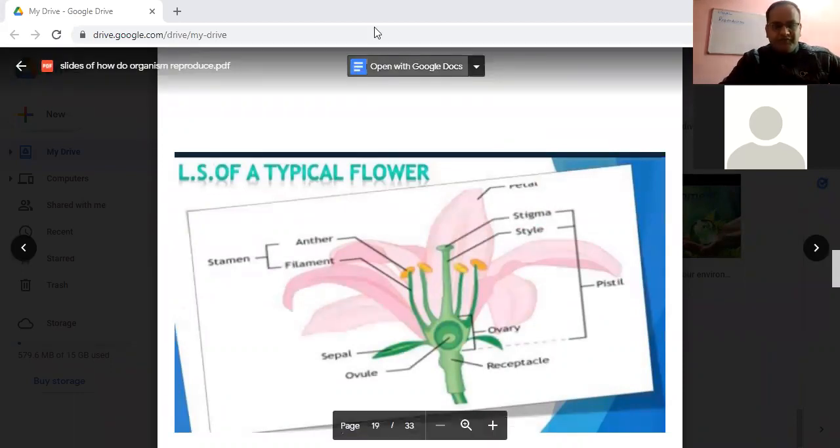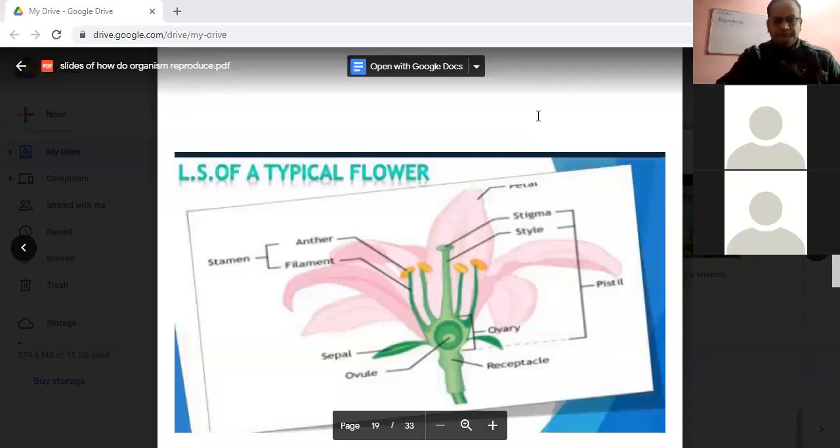Students, what is the full form of LS? Let me ask a participant. Yes, Anand, you can unmute yourself. Anand, I have given you the option. Tell me, Anand, what do you mean by LS? Longitudinal section. Very good. Okay, Anand, you can mute yourself.